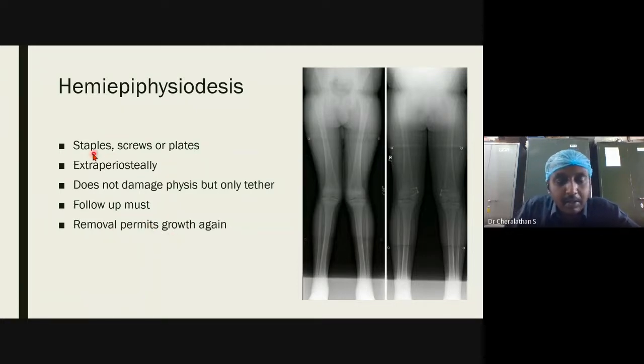And this can be done either using staples, or it can also be done using screws and plates, right? Here, actually, they have used a plate, a 2-hole plate with 2 screws. But we can also use something called a hemiepiphysiodesis stapler, which is available, right?